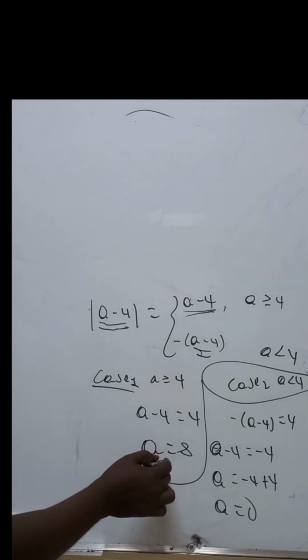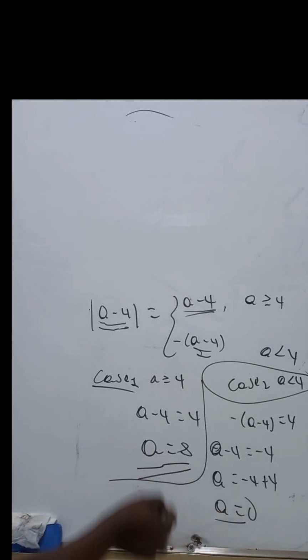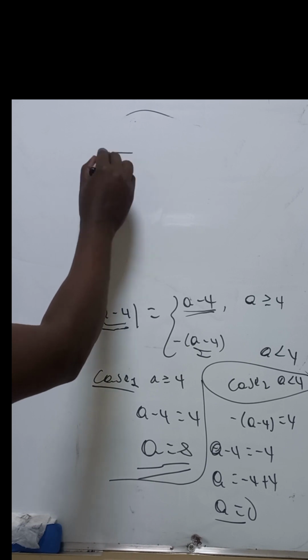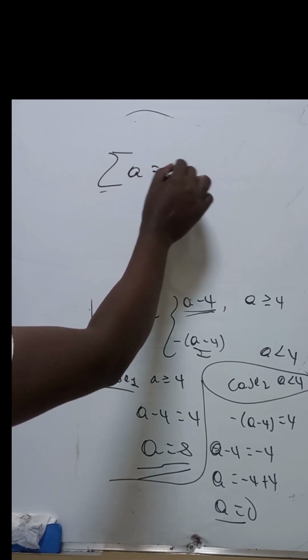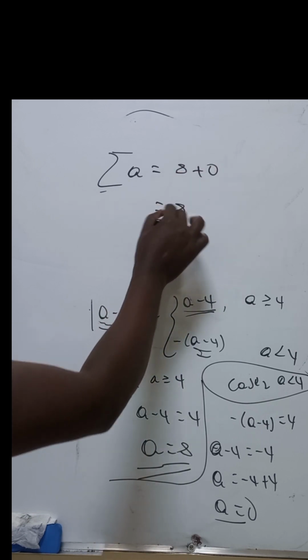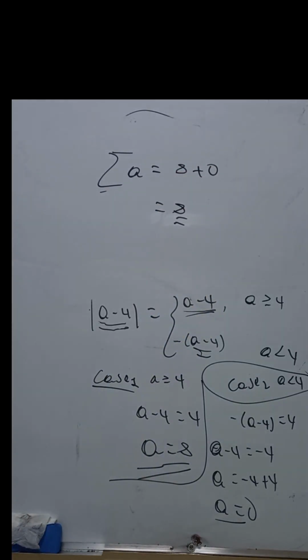Now that we have found the values of a, you are asked to determine the summation of a. Summation of a is exactly 8 plus 0, which is absolutely 8. So this is the summation of it.